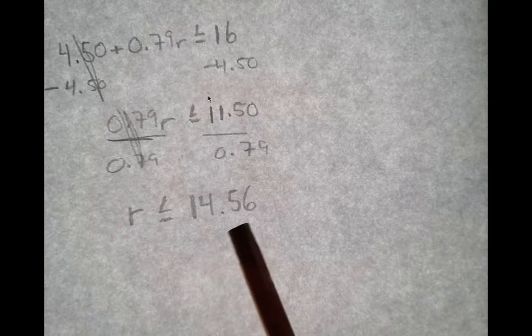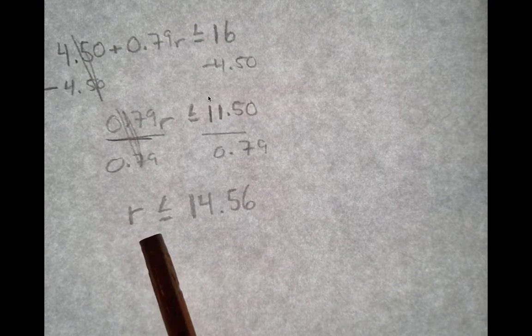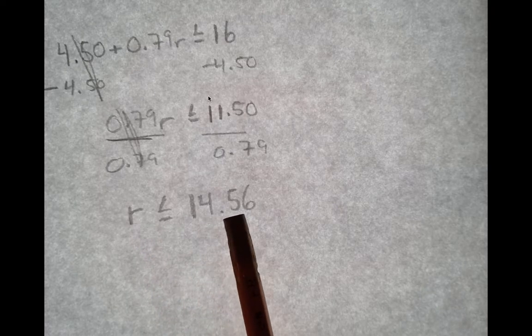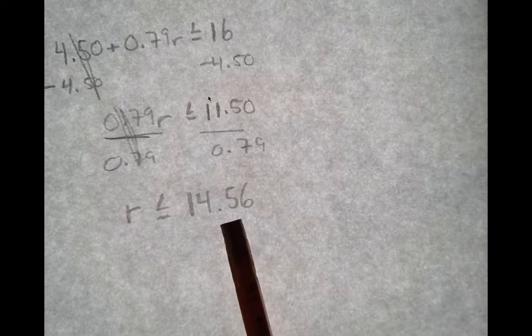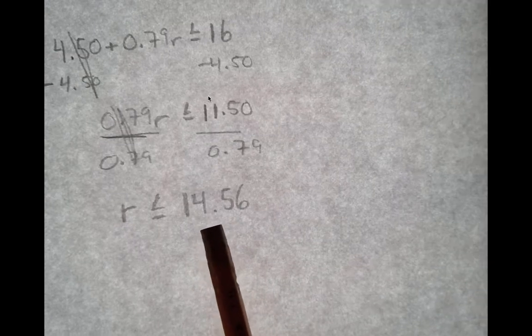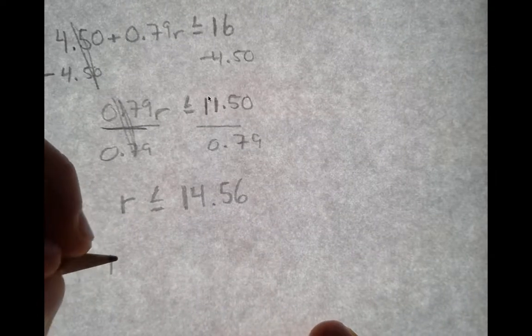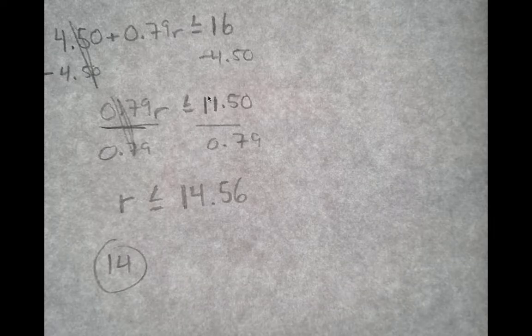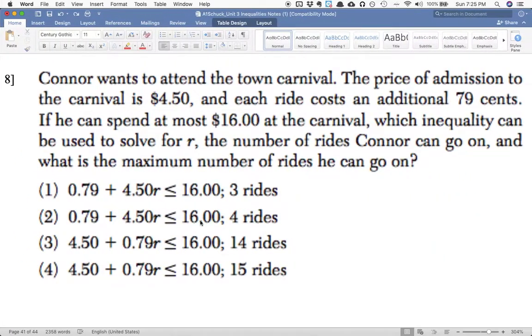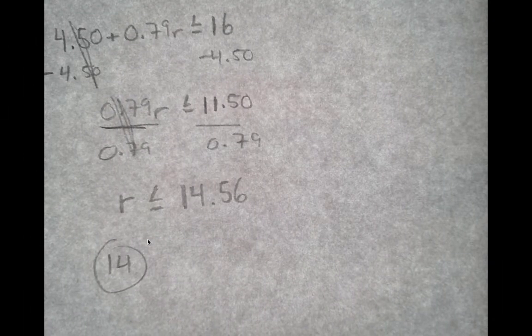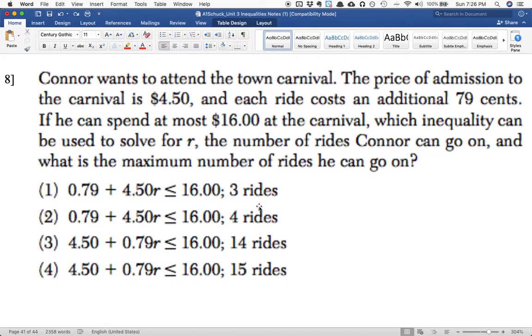We can't round, though, because R is allowed to be less than or equal to 14.5. And since I can't go on half a ride, it looks like the number of rides I'm going to be allowed to go on has got to be less than this 14.5. So Connor will get to go on 14 rides at most. So we broke it down to either 3 or 4. After we solve the inequality, it looks like the correct answer here is going to be choice 3. Here's the inequality, and over here we solved it and found that he can go on 14 rides at most. That's the most number of rides he can go on before having to get more money.